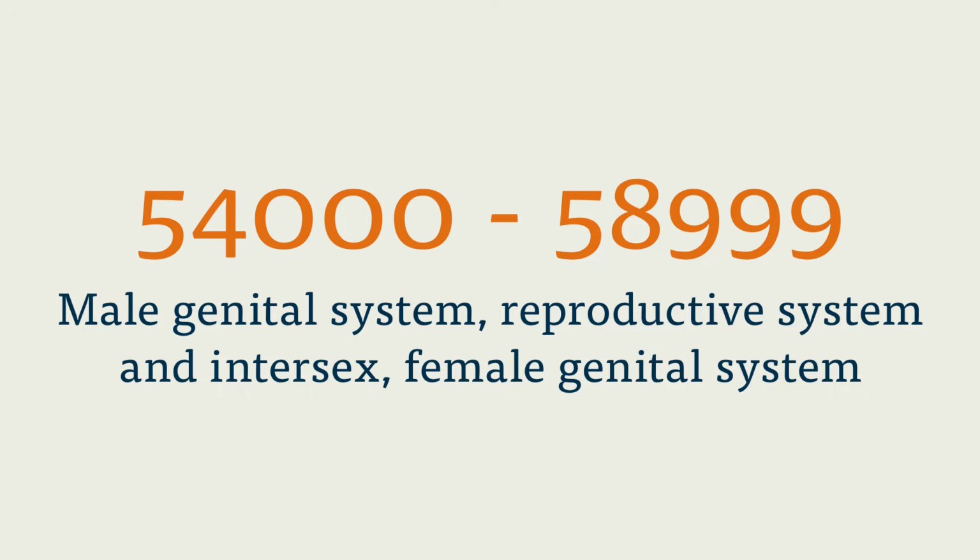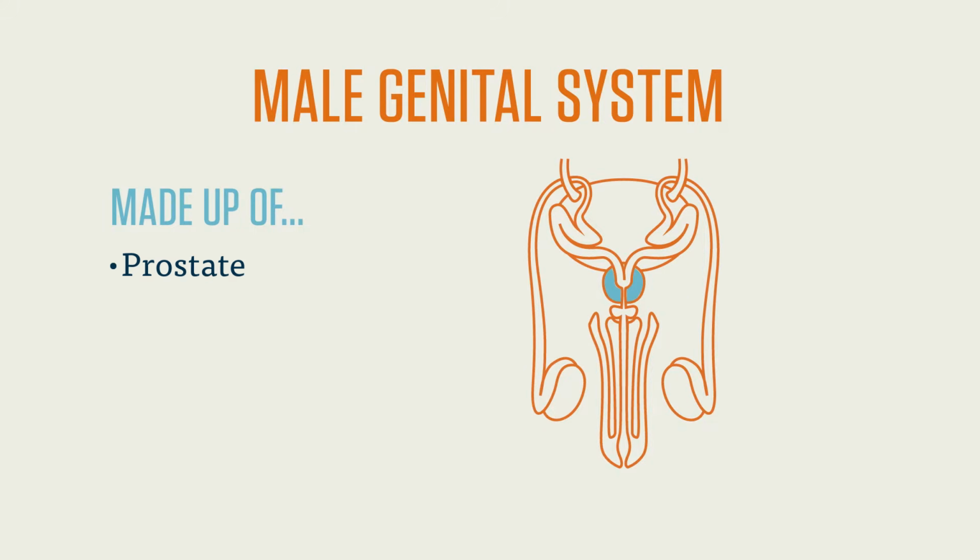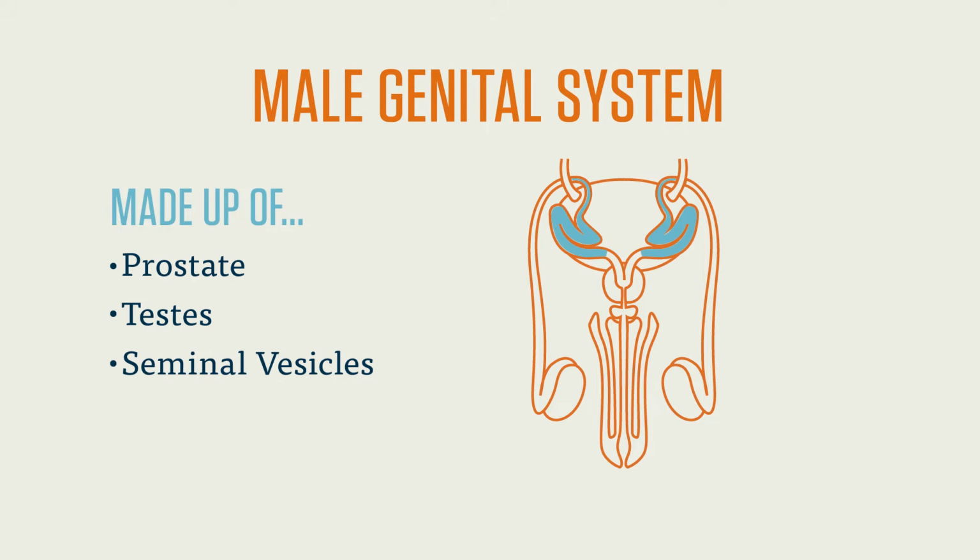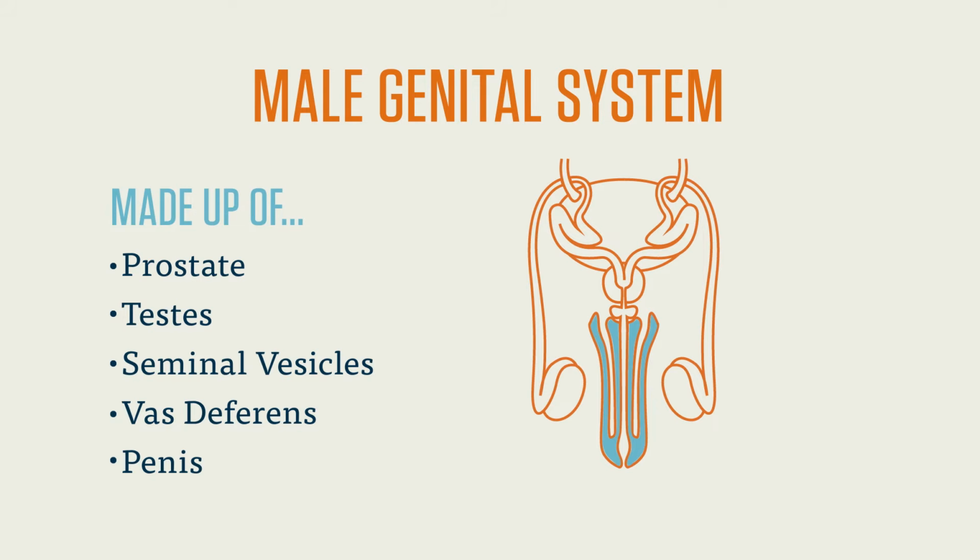The majority of these procedures are surgical in nature, so we'd find them in the surgery section of the CPT manual. Procedure codes for the male genital system, reproductive system, and intersex, and female genital system are found in the 54000 to 58999 section. The male genital system has a smaller set of codes, owing to the relative simplicity of the system itself. The male genital system is made up of the prostate, testes, seminal vesicles, vas deferens, and the penis. When looking at procedures performed on the testes, look for the prefix orchi.